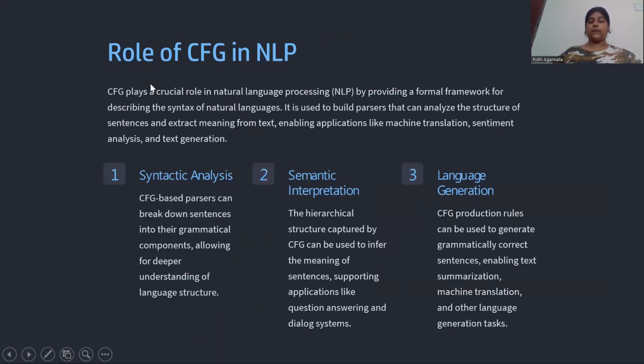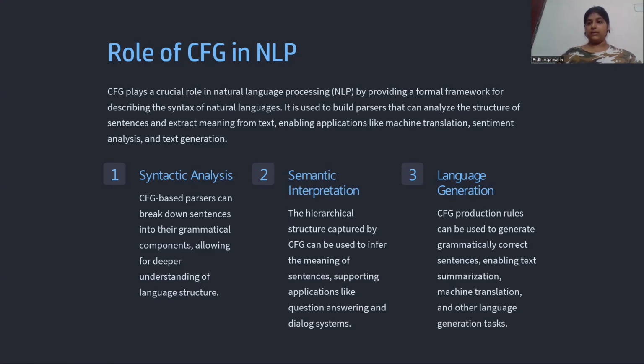Now I am going to explain what's the role of context-free grammar in natural language processing. Actually, context-free grammar plays a crucial role in natural language processing by providing a natural and formal framework for describing the syntax of a natural language. It's used to build a parse tree and analyze its structure by making it more clear, by taking a sentence and breaking it down and making it more machine learning formatted.